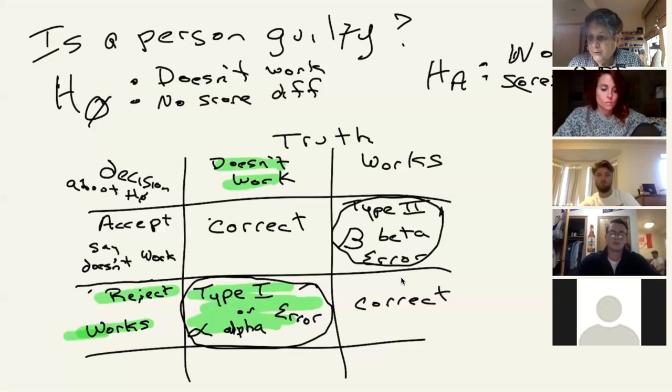We preset alpha, and what we preset alpha at is either 0.05 or alpha at 0.01. Now I want to talk to you briefly about the difference between those two and consequences.